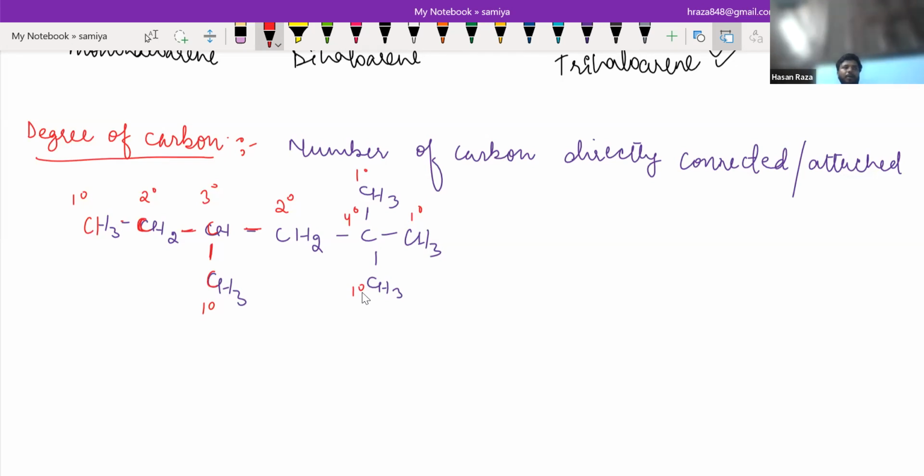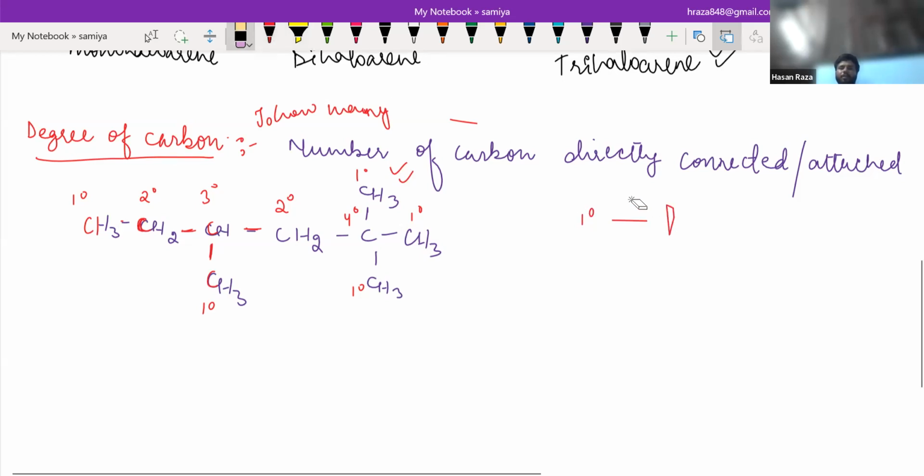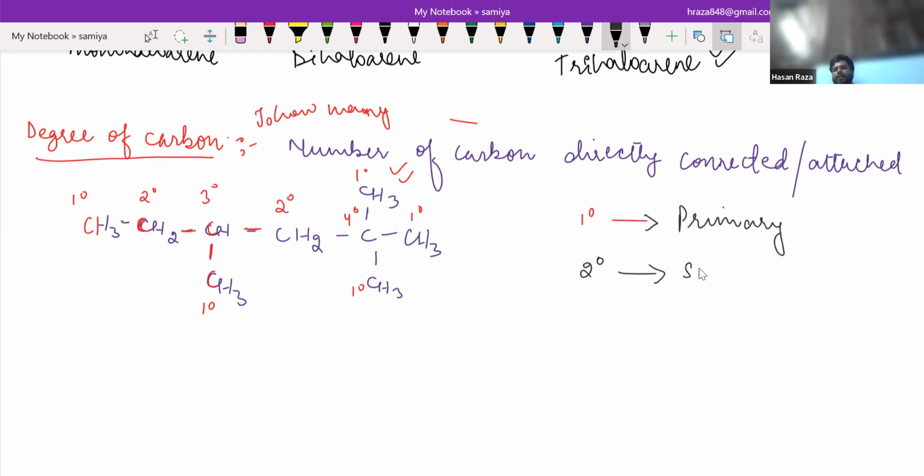So to how many carbons it is directly connected, we can write. If it is directly connected to one carbon, that means 1 degree, or we call it primary. 1 degree is also known as primary. 2 degree means secondary. And 3 degree means tertiary. Up to this, very important. And 4 degree means quaternary.